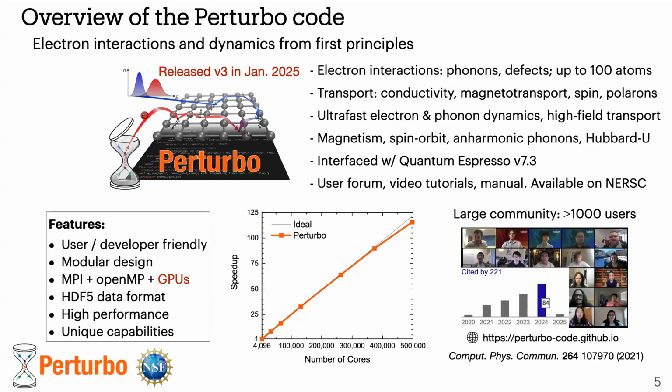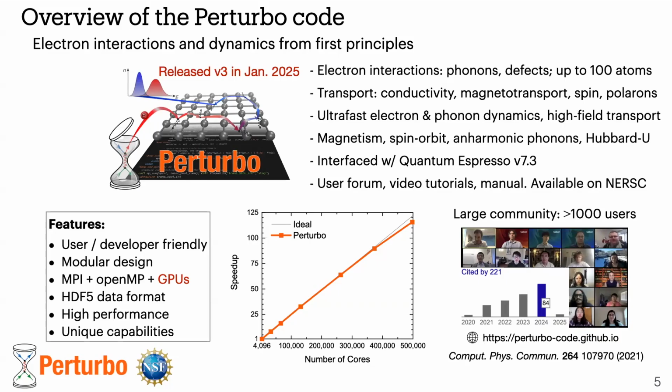And so the code is interfaced with one of the most recent versions of Quantum Espresso. Whenever there's a change in Quantum Espresso, we try to update the code to be consistent with that. And over the last few years, we have developed a wide range of tutorials. We have expanded the manual, and we've also made the executable for Perturbo available on supercomputing platforms such as NERSC.